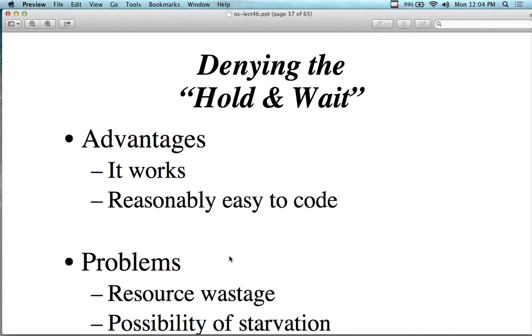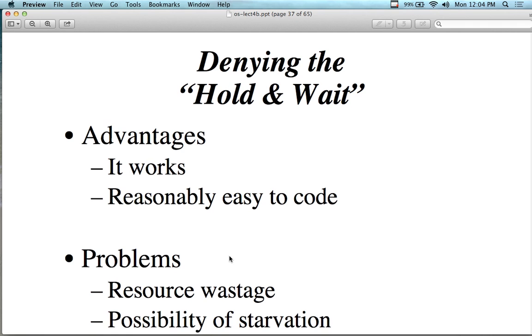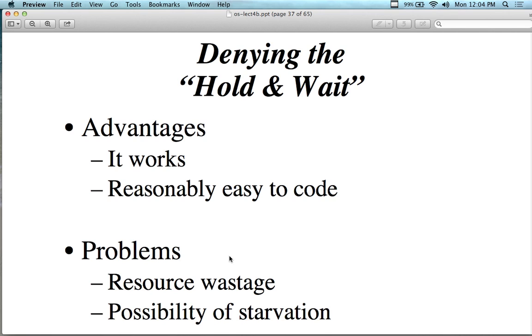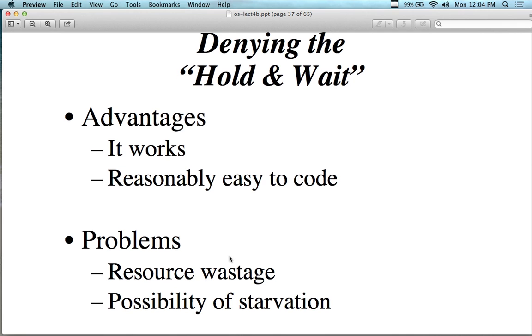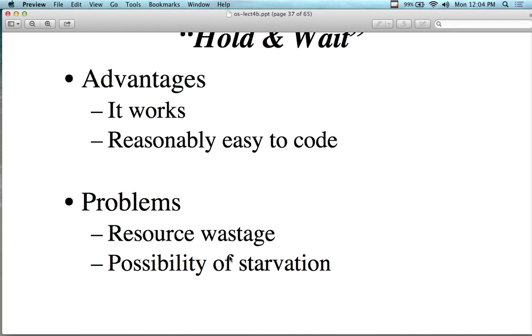You can deny the hold wait. The advantages are it works. Just don't let it hold and wait. Reasonably easy to code. The problem is it wastes resources, and that's the problem that we get. So there's a resource waste and a possible starvation.